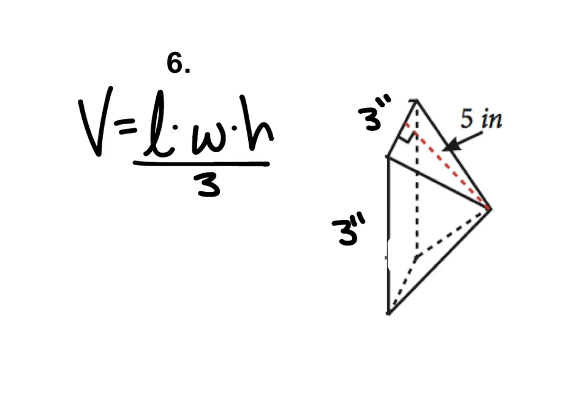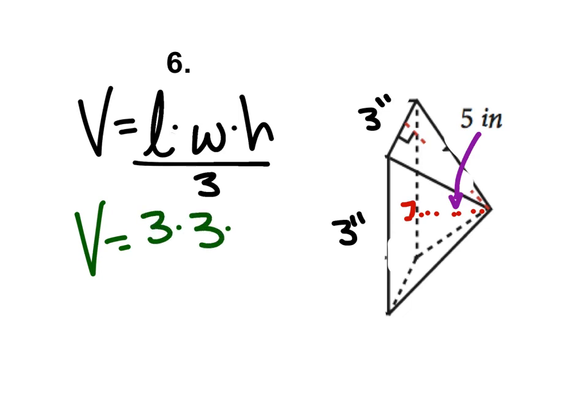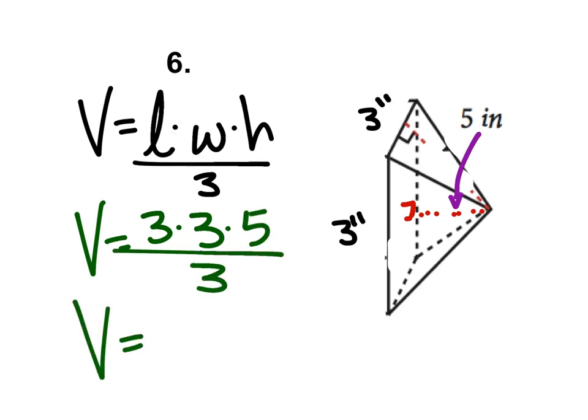Now on this one it didn't really give us the height. We'll just change this, and we'll say that 5 inches is the height of this thing. So if I wanted to find the volume of this pyramid, I would do length 3 times the width 3 times the height 5, and I would divide that by 3. That's going to give me a volume of 15 inches cubed.